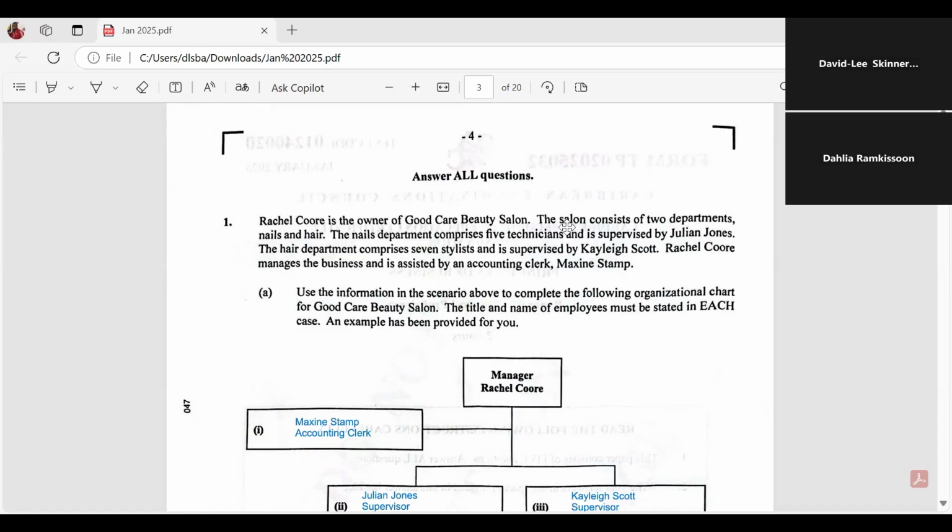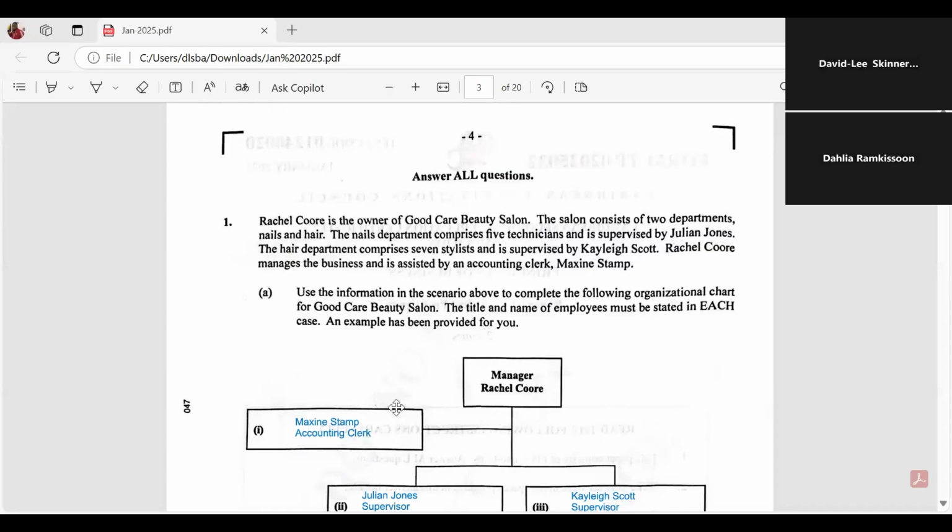An example will be provided for you. So they put manager, Rachel Co there. I'm guessing that was the example, right? So you see this box here, how it's only connected to the line going to Rachel Co. None of the boxes underneath are connected to this box. That means that this person is giving support to Rachel Co.